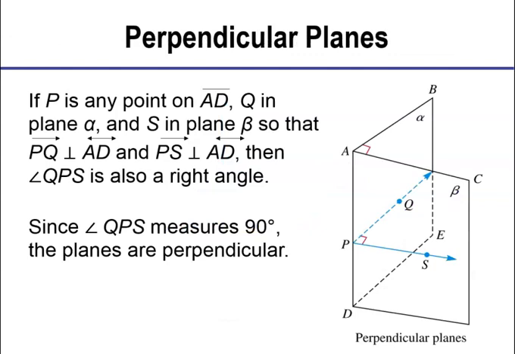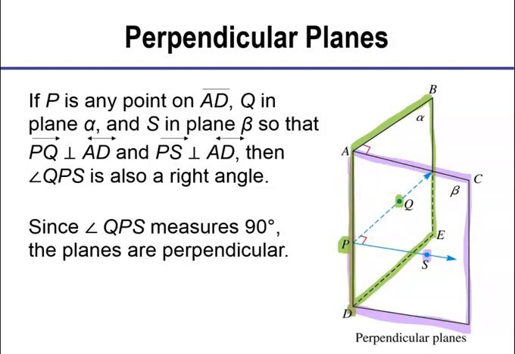If P is any point on AD, okay, so where is AD? So here is the line AD, and P, you see P right there. P is any point on AD. Q in plane alpha, okay, so you see Q, you see plane alpha. If I draw it out, that is plane alpha, and here is the point Q. And S in plane beta, so let me change colors. So S is in plane beta, so here is S, and plane beta is this guy right here, and it would also be highlighted in purple in the middle there, okay?